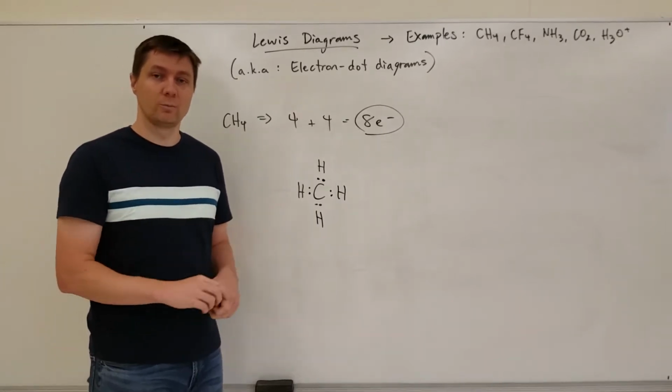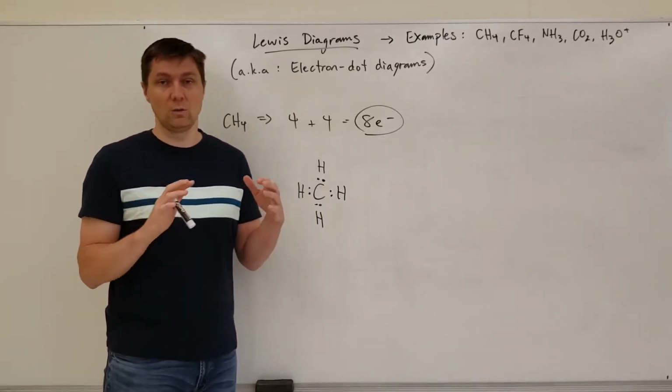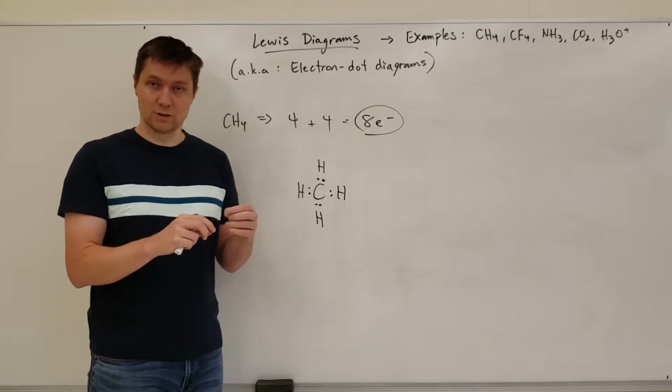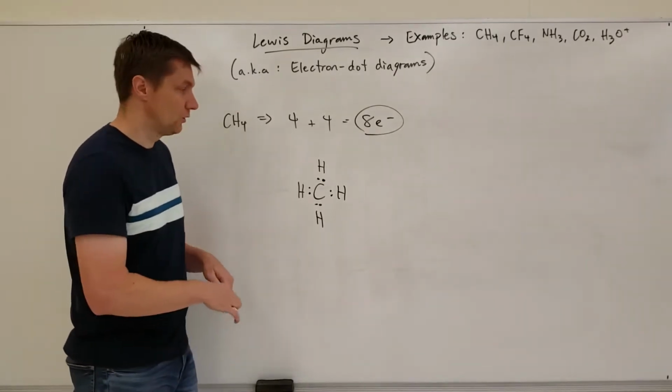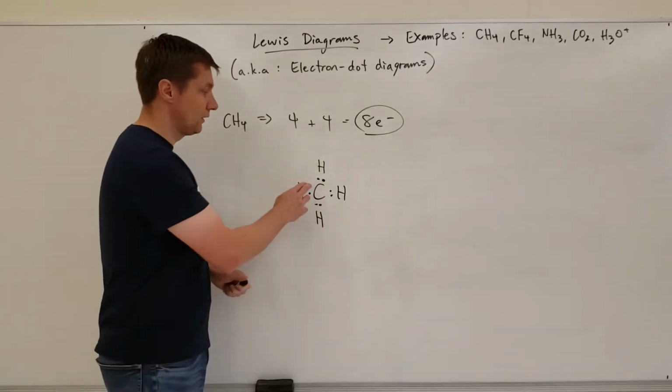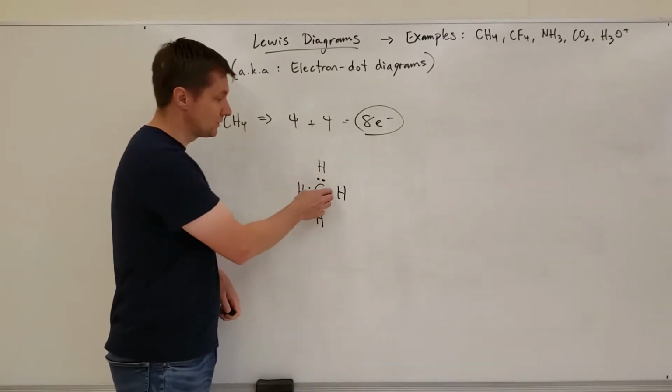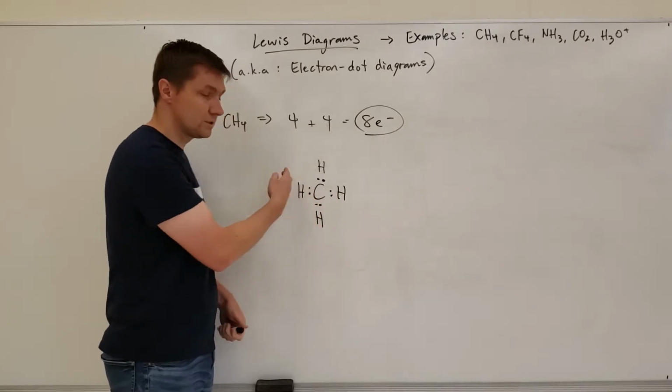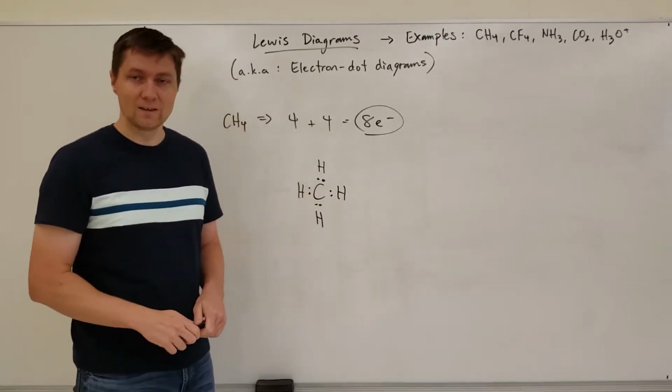Now, hydrogen, remember from the previous video, is a special one. It only has 2 electrons to fill its octet. And so I don't want to have any more than that, and I don't want to have any less than that. So I look and I see hydrogen's got 2, that's good. This hydrogen's got 2, this one's got 2, and this one's got 2. So this diagram is finished.